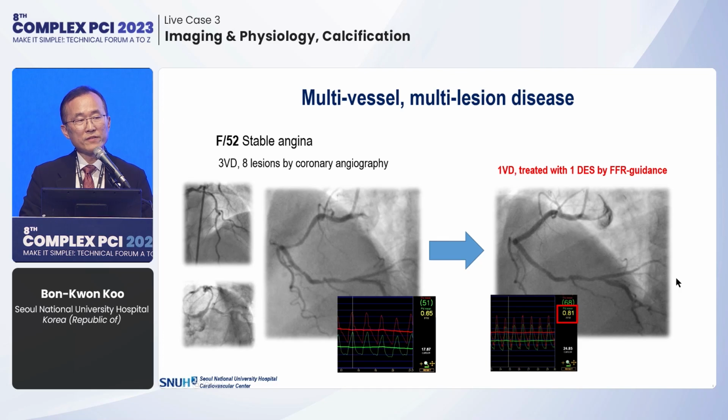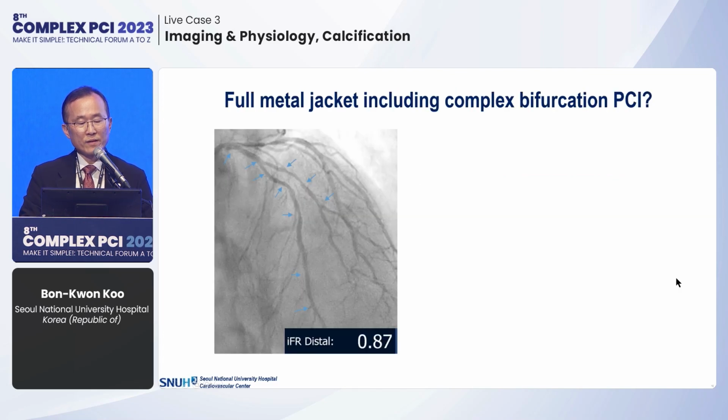This is how physiology can help turn your complex PCI into a simple one. And here is another case with very diffuse disease, a typical DM-like patient, from left main to proximal LAD, mid LAD, and also the diagonal, with a very long diffuse disease. If you want to fix all these lesions, we have to be ready for a full metal jacket, including complex bifurcation PCI.